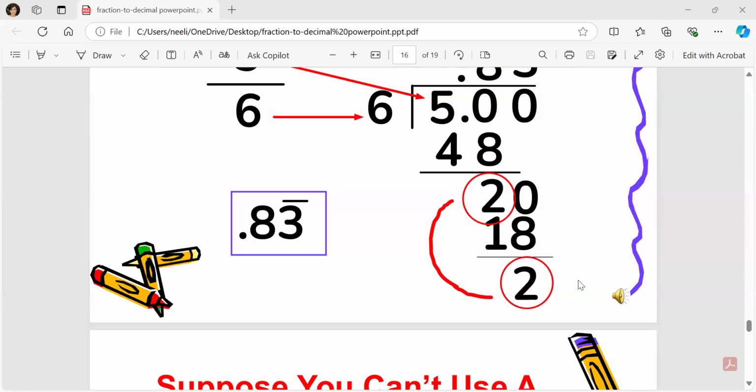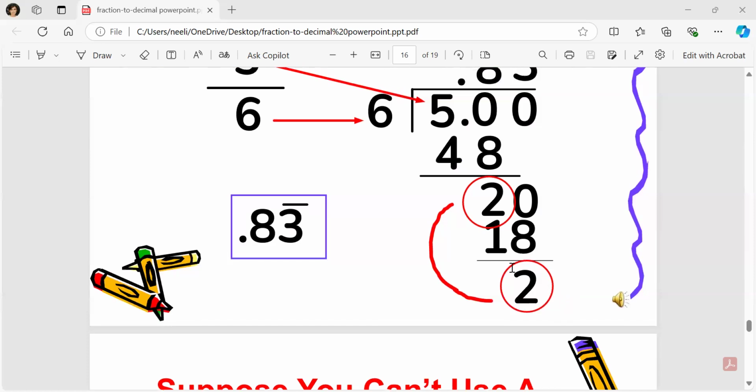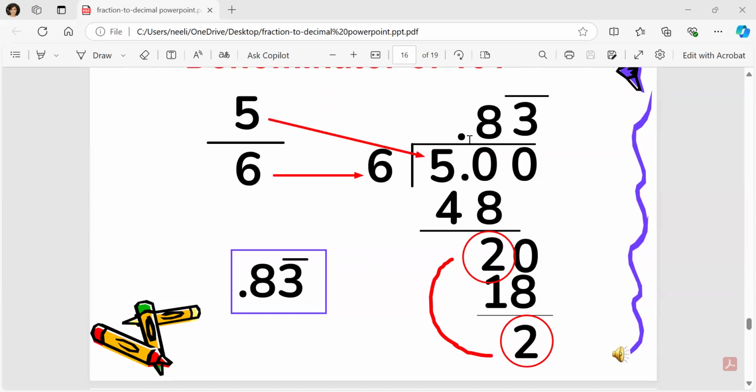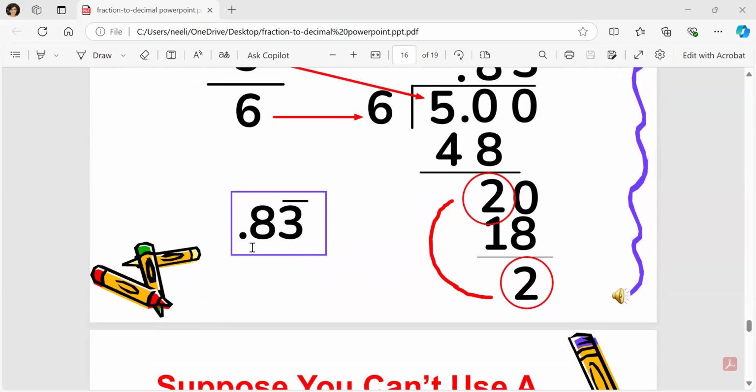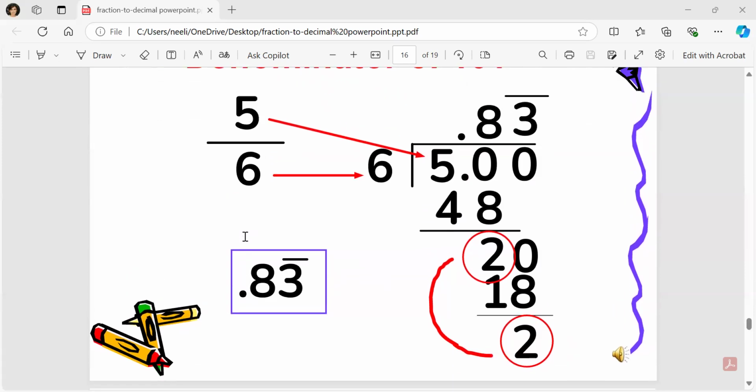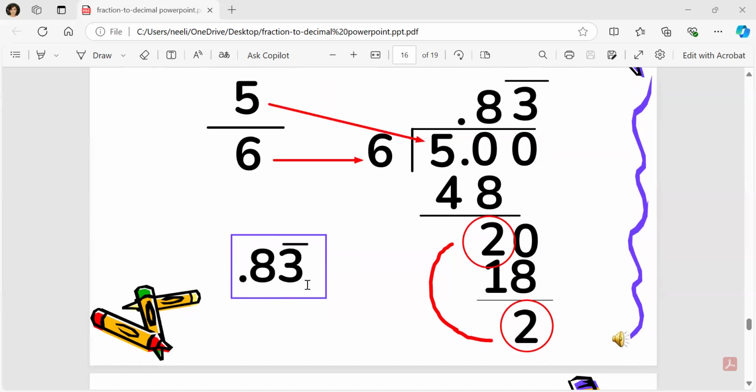So it will keep on repeating. This 20 will come continuously. That's why we have written 0.83 with a bar. Now this bar is representing that 3 will be repeated infinitely. So the decimal form of 5 by 6 is 0.83 bar.